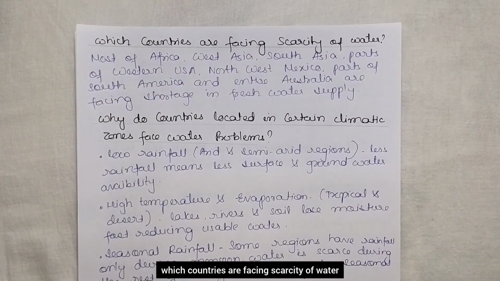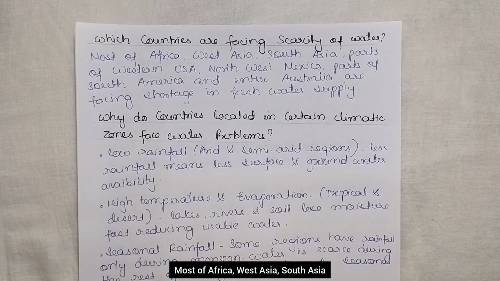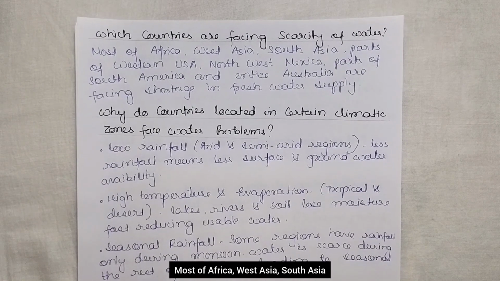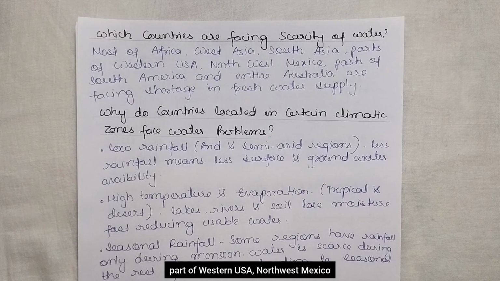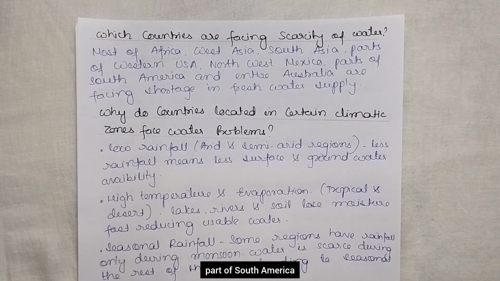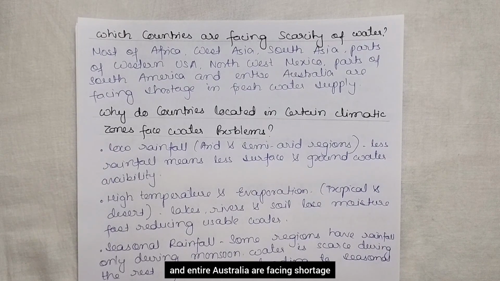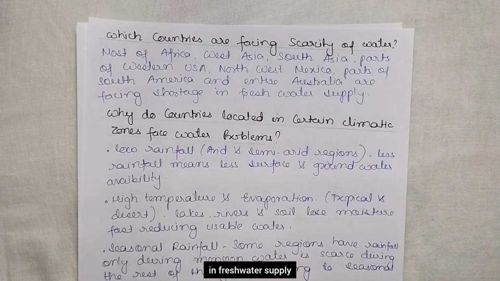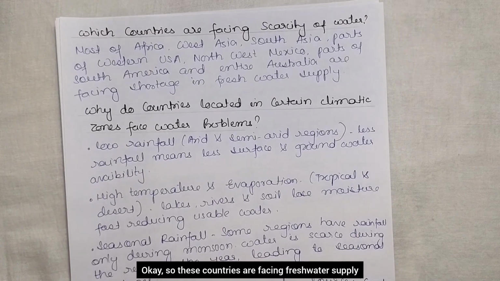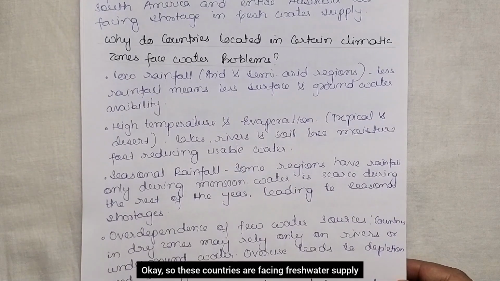Which countries are facing scarcity of water? Most of Africa, West Asia, South Asia, part of Western USA, Northwest Mexico, part of South America and entire Australia are facing shortage in fresh water supply. Okay, so these countries are facing a fresh water supply problem.